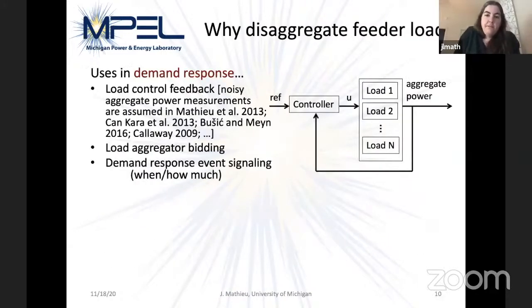So why is this important? I've alluded to this before. We want to use it for demand response, but there've been a lot of papers that have assumed that the control system looks like this, where you leverage a measurement of the aggregate power consumption of a bunch of loads that you're controlling, feed that back into the controller, and use that to try to track a reference signal by computing an input to the system. But that requires that you do have a measurement of the aggregate power consumption of the loads.